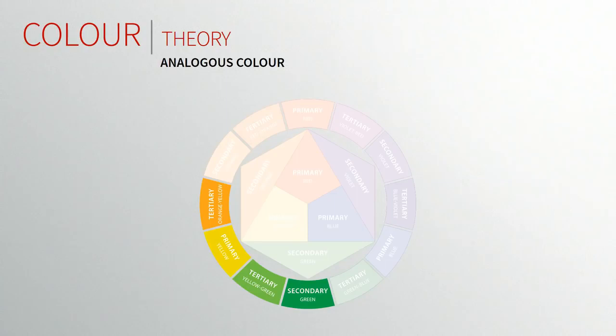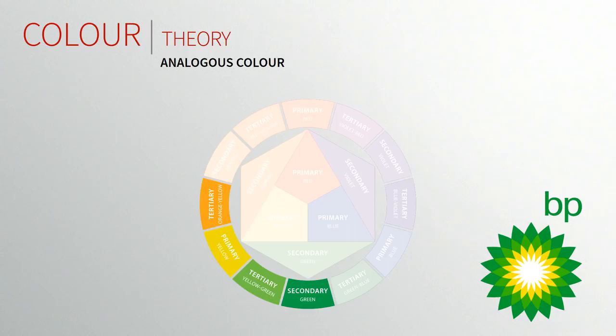Analogous colours basically sit beside each other on the colour wheel. So for example, if you pick a green here, and pick the colours beside it, I get my yellow green, my yellow and my orange yellow. These are analogous colours, they sit beside each other on the colour wheel. They're quite easy to use in design because they won't clash with each other.